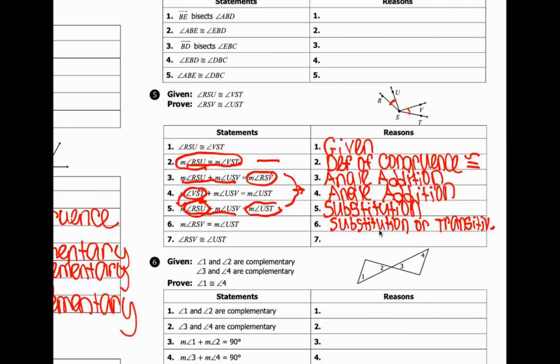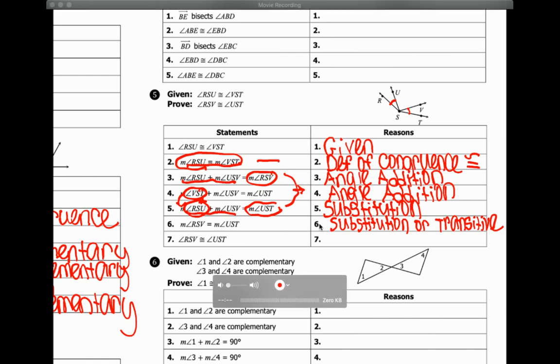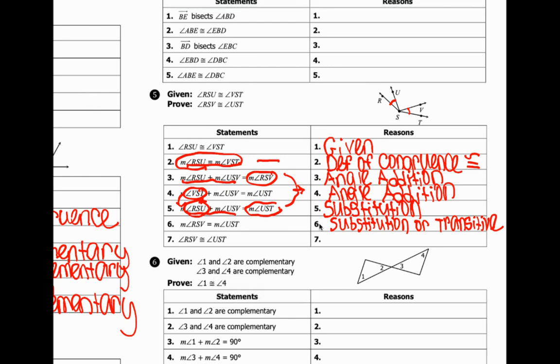So I'm not going to be real picky about the substitution transitive thing on problems like that, because I know that you could just be looking at the lines above, or you could be looking all the way from the beginning. Okay, continuing on. So now they're saying, well, if their measures are equal, then they have to be congruent. So that's just definition of congruence.